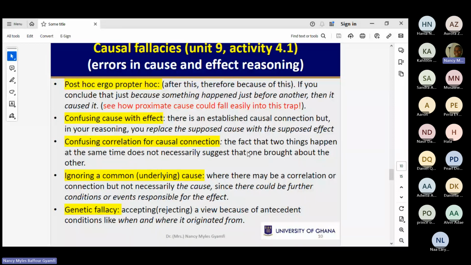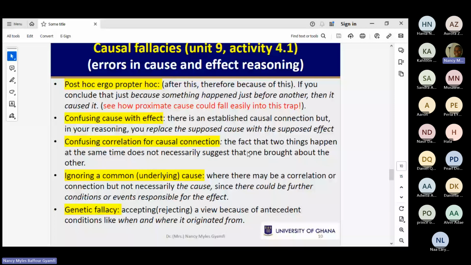For post hoc ergo propter hoc, there is no causal connection at all. Nothing has brought about the other. It's just a mere coincidence of one happening before the other. And yet, people want to accuse the one that happened before as being a cause. Okay, that's the explanation.